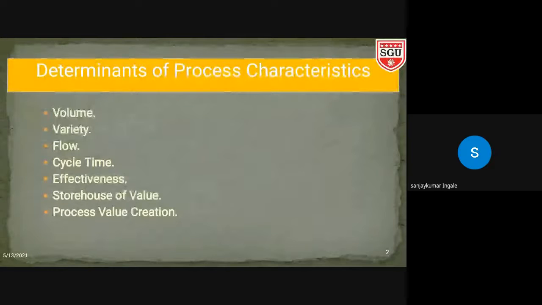Today, the topic is determinants of process characteristics. A determinant is a factor which decisively affects the nature of something. Determinants of processes are volume, variety, flow, cycle time, storehouse of value, and process characteristics.